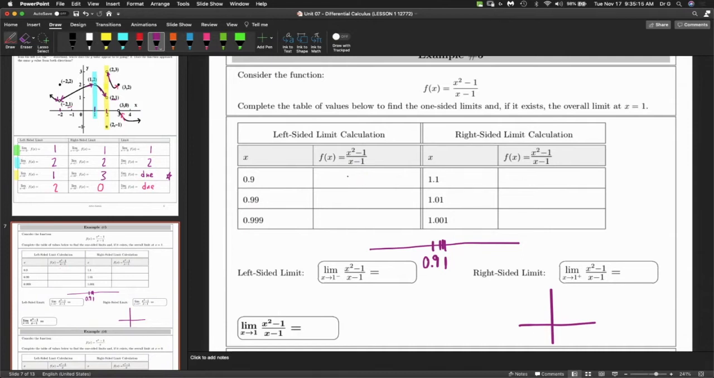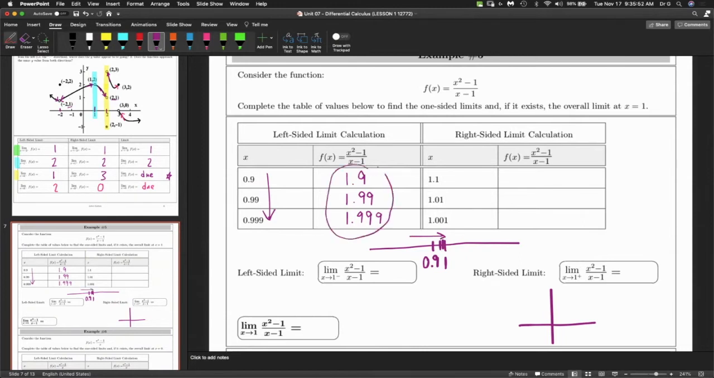Now my computer's freezing up a bit, so I might cross my fingers here. Put in 0.99, you're going to get 1.99, and if you put in 0.999, you're going to get 1.999. So there you have it. As you start putting in values of x that get closer and closer to 1, you see how these numbers are getting closer. It's just like traveling along the graph from the left. So as you travel along the graph from the left, you're getting closer and closer.